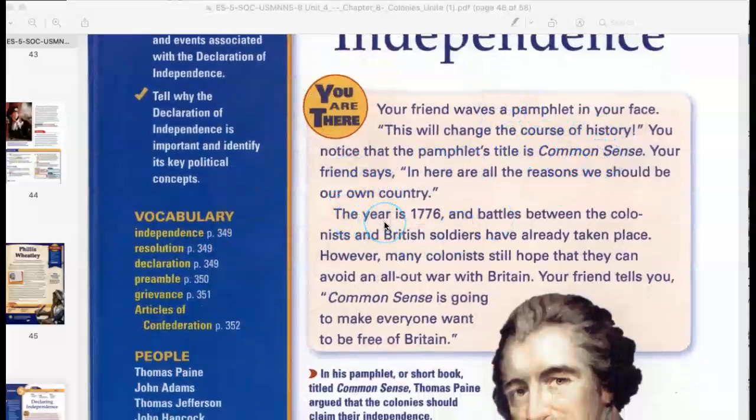The year is 1776, and battles between the colonists and British soldiers have already taken place. However, many colonists still hope that they can avoid an all-out war with Britain. Your friend tells you Common Sense is going to make everyone want to be free of Britain.